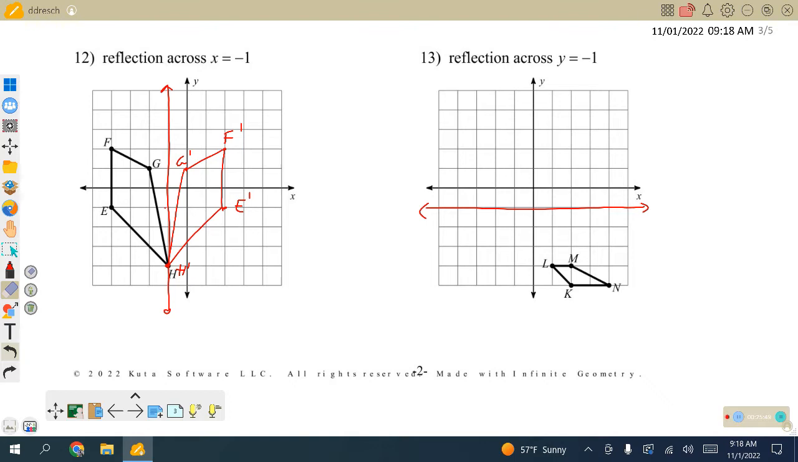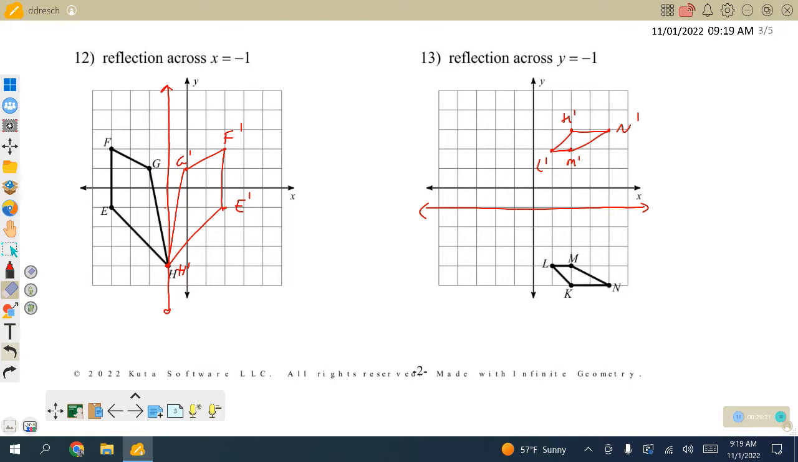M is how far? 1, 2, 3. N, 1, 2, 3, 4. And K is right above M. Take a step back. Should be the same picture, except reflected over.